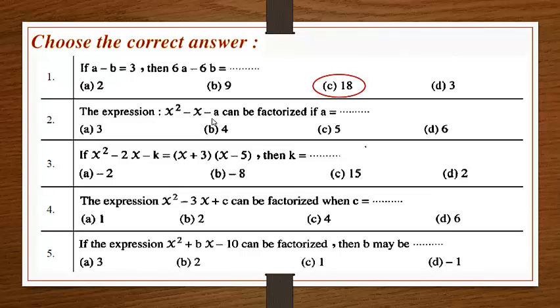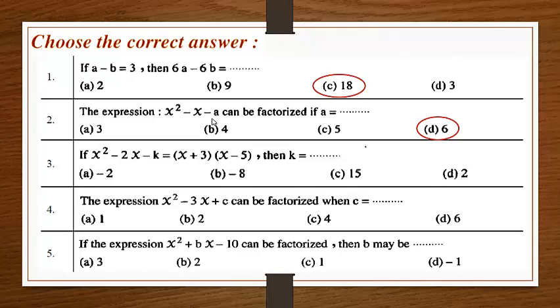The expression x power 2 minus x minus a can be factorized if a, I want to get the number from this choice, can be factorized, will be 6, because 6 is factorized into two numbers, their product equals 6 and the difference between them equals negative 1.